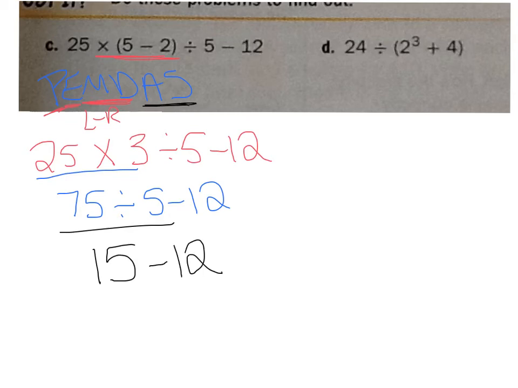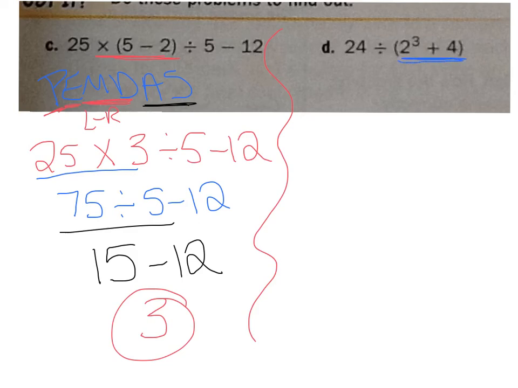Lastly, I have addition and subtraction. Well, there's left to right, I just have subtraction. So 15 minus 12 is 3. And that is going to be my answer. Now let's do D. Still using PEMDAS. Okay, I first look for parentheses. So here I have my parentheses.